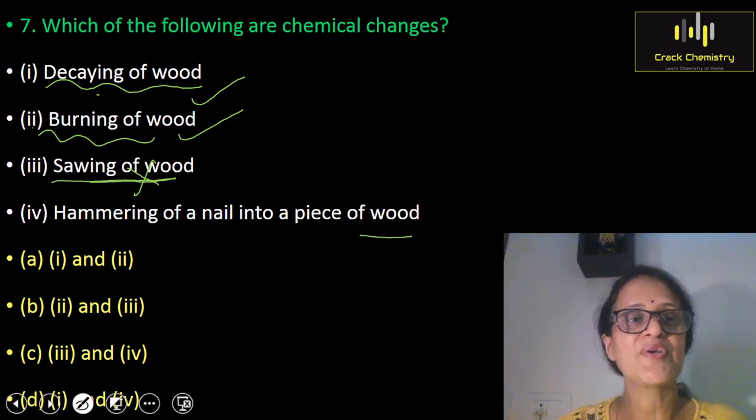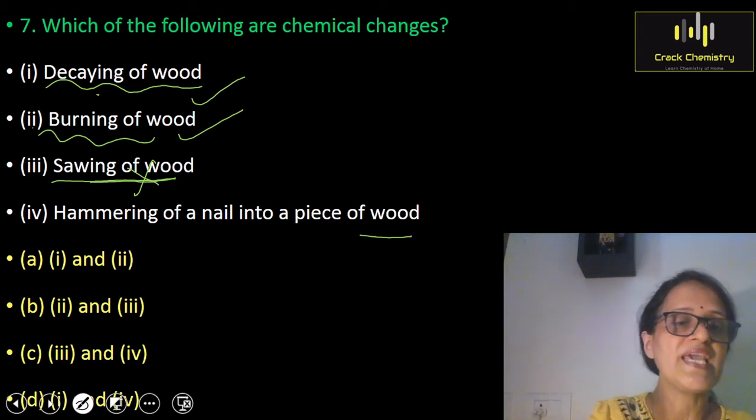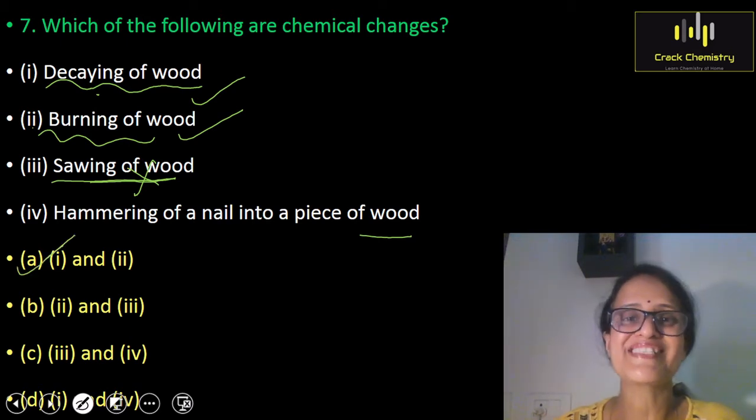So what is your correct option? Options first and second are examples of chemical changes. So option A is correct, where first and second have been given. I hope it is clear to you.